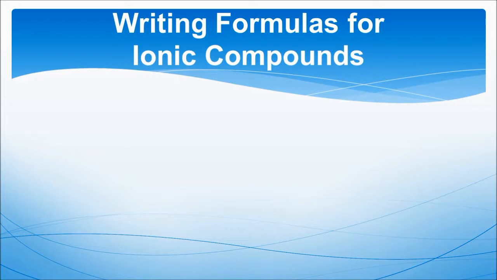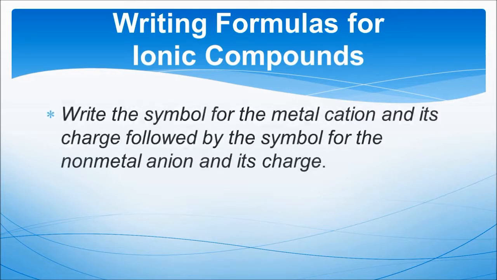Writing formulas for ionic compounds. When writing the formula for ionic compounds, you write the symbol for the metal cation and its charge, followed by the symbol for the nonmetal anion and its charge. We obtain these charges from the element's group number in the periodic table. Therefore, calcium, which is in group 2, will have a 2 plus charge. Oxygen, which is in group 6, will have a 2 minus charge.